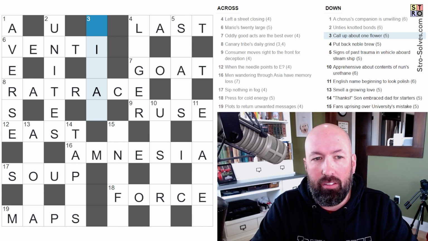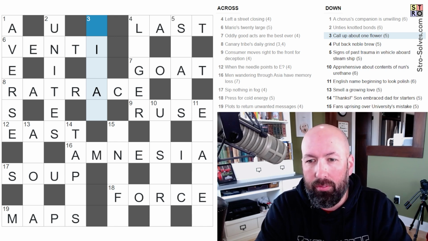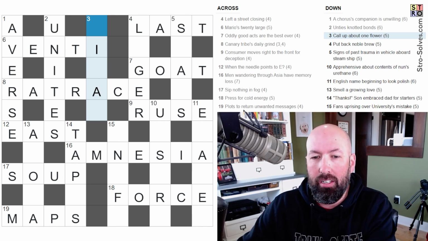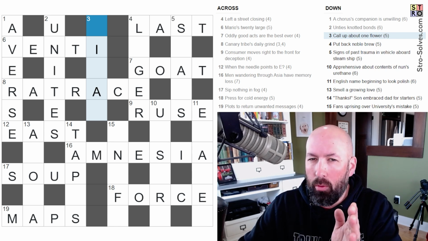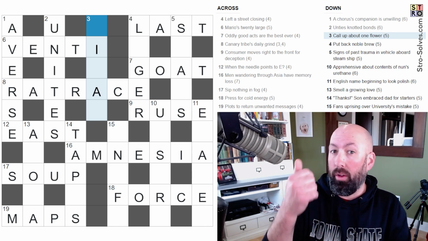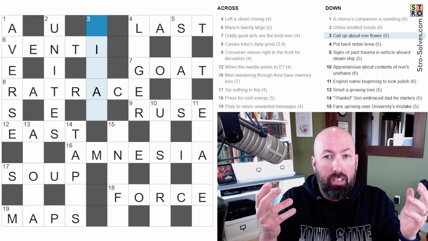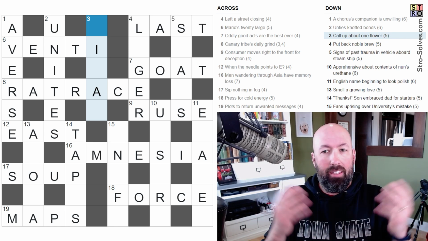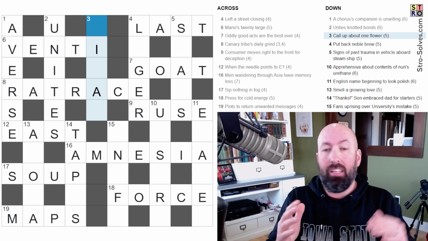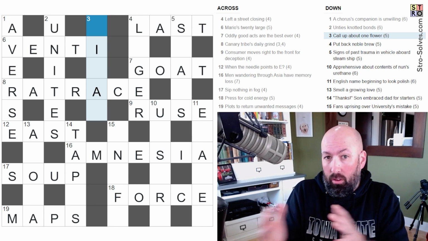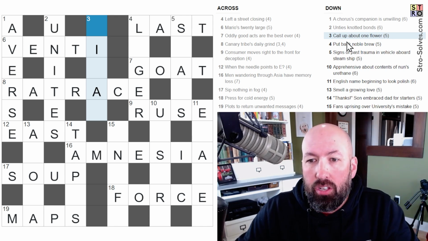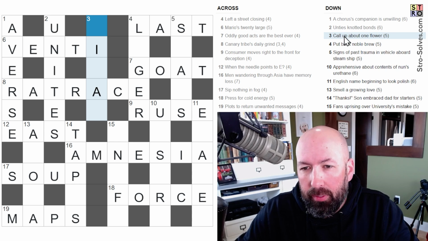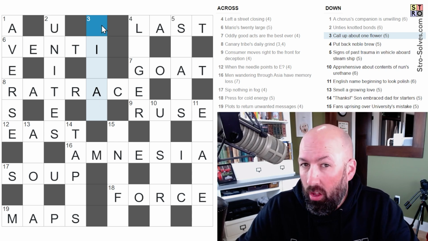All right. 3 down. Call up about one flower. Now remember what I said about returning, reversing, sending back. If you're on a down clue and you see something about going up or rising or ascending, then you should think about the same thing. The word's going backwards. It's going up, right? So call up. So we could be doing a word for call that's going up.